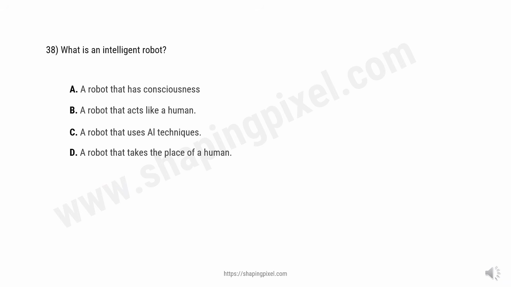Question number 38. What is an intelligent robot? Option A. A robot that has consciousness. Option B, a robot that acts like a human. Option C, a robot that uses AI techniques. Option D, a robot that takes the place of a human. And the correct answer is option C, a robot that uses AI techniques.